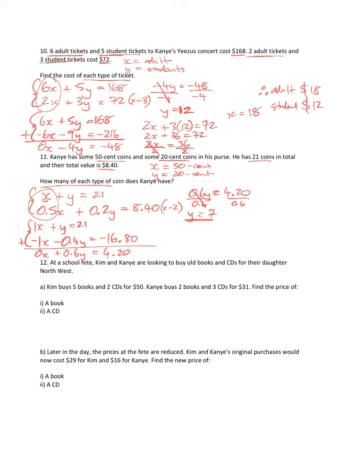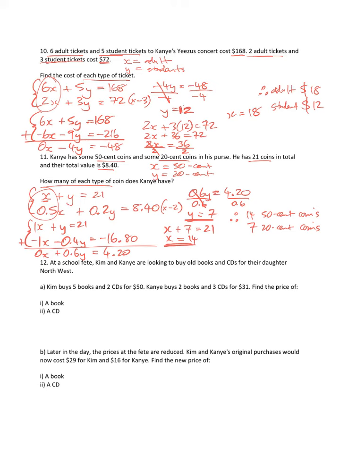That's not the full solution, because that just tells me how many 20-cent coins I've got. Substitute into the easy equation. X plus y is 21. X plus 7 is 21. Opposite of adding 7 is taking 7. 21 take 7 is 14. So what do I have? Therefore, 14 50-cent coins and 7 20-cent coins.